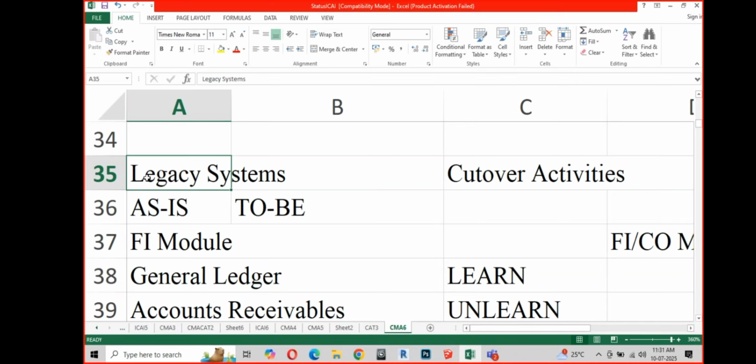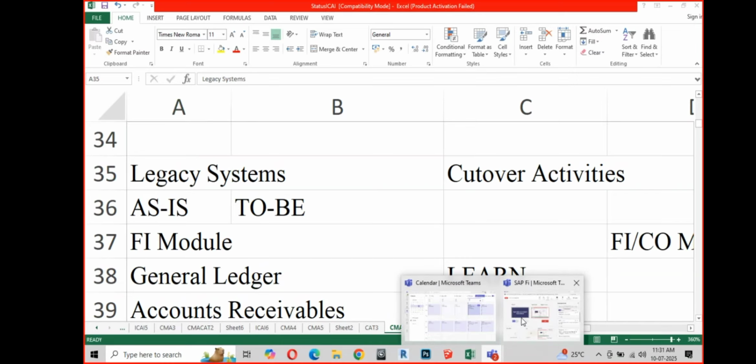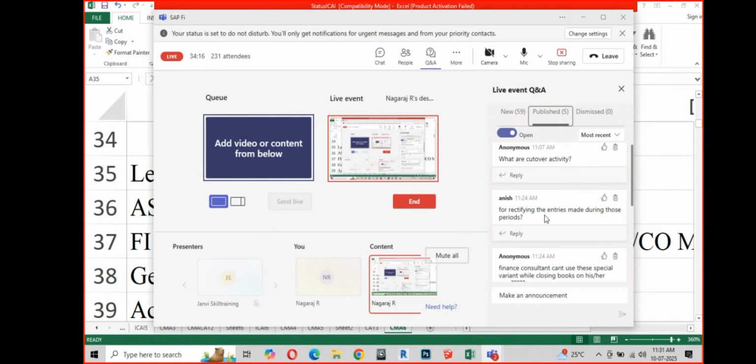Okay. Now, what was the other question? For rectifying entries made during, see, basically rectification. Let me tell you what happens in live SAP projects. You simply cannot rectify entries. You can only reverse the entries. There is no concept of rectification. There is a concept of reversal only.